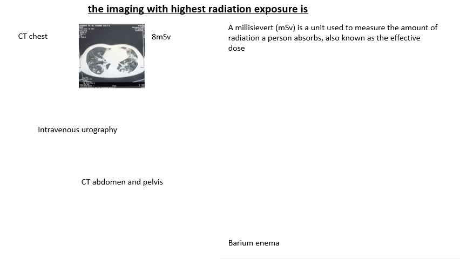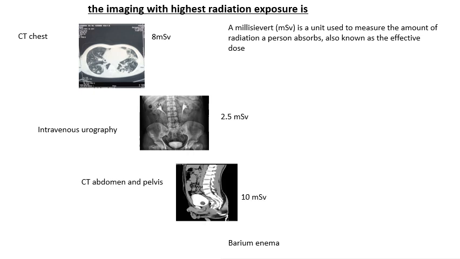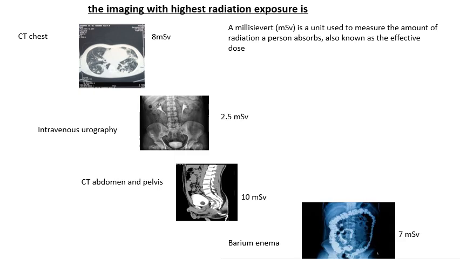A CT chest will give 8 mSv. Intravenous urogram will give 2.5. A CT abdomen and pelvis will give you 10 mSv. And a barium enema will give 7 mSv. So if you look at it, the right answer is CT abdomen and pelvis.